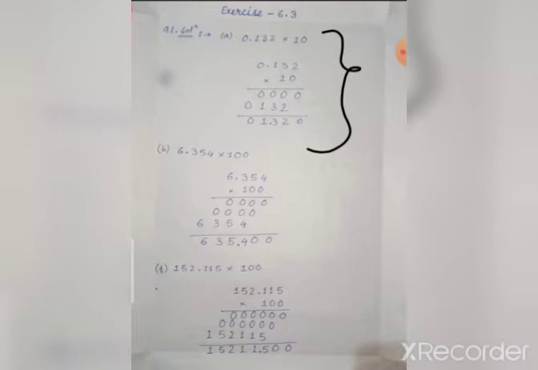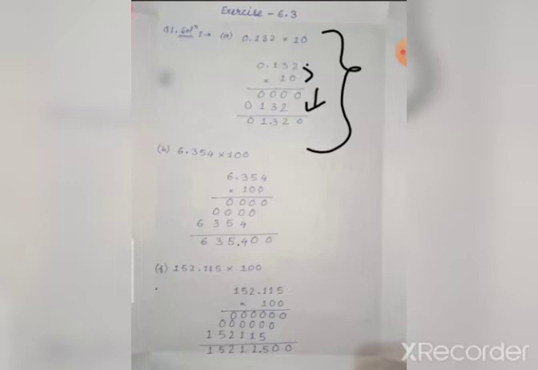So multiply by 0: 0 times 2 is 0, 0 times 3 is 0, 0 times 1 is 0. So the first line is finished. Then multiply by 1: 1 times 2 is 2, 1 times 3 is 3, 1 times 1 is 1, 1 times 0 is 0. Then you sum these two lines: 0 plus 2 is 2, 0 plus 3 is 3, 0 plus 1 is 1, and 0 plus 0 is 0.